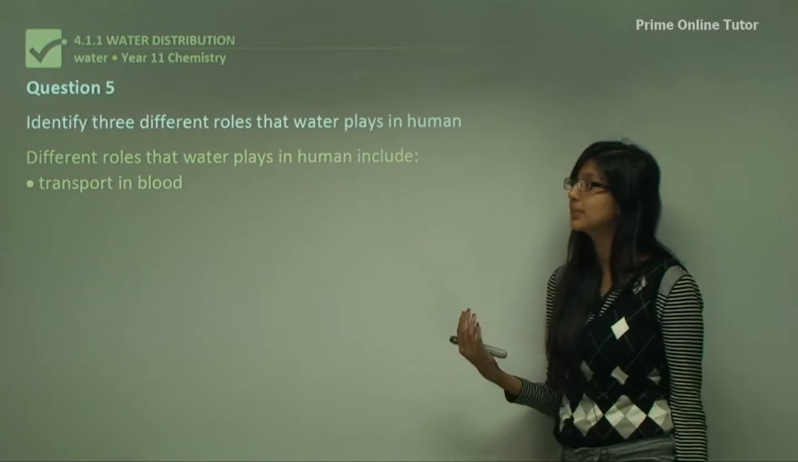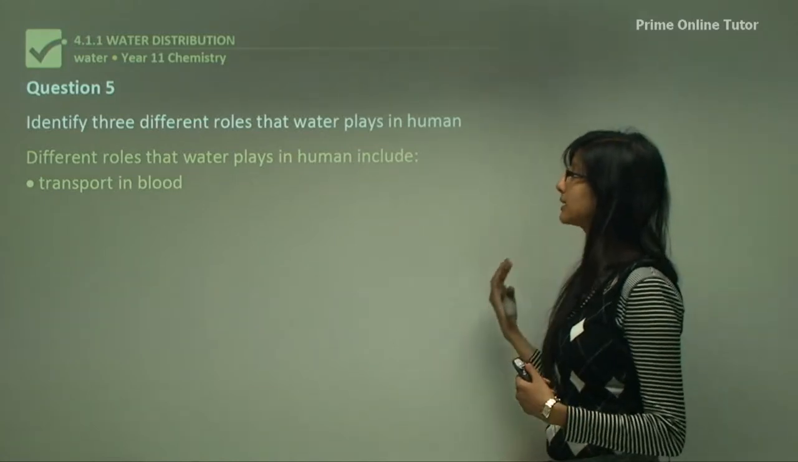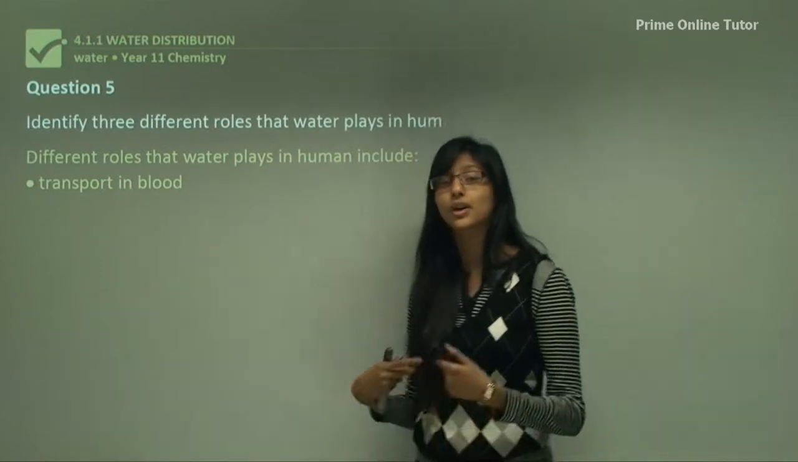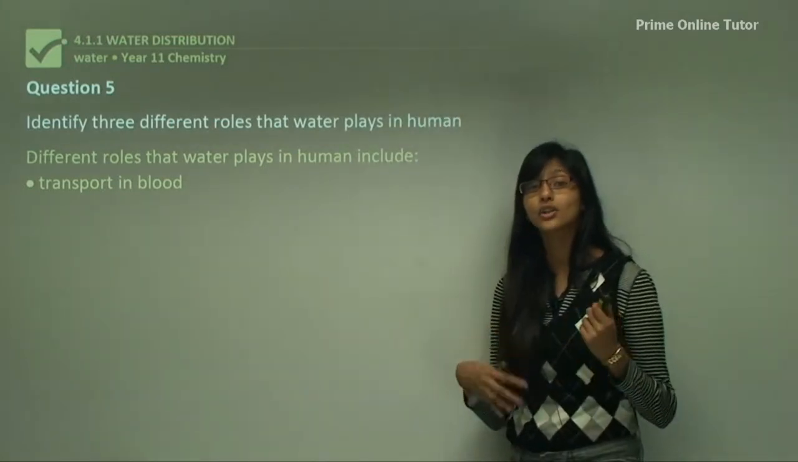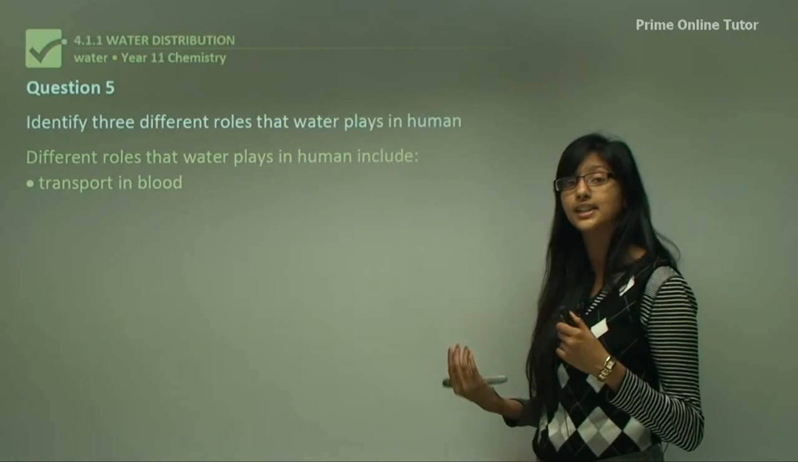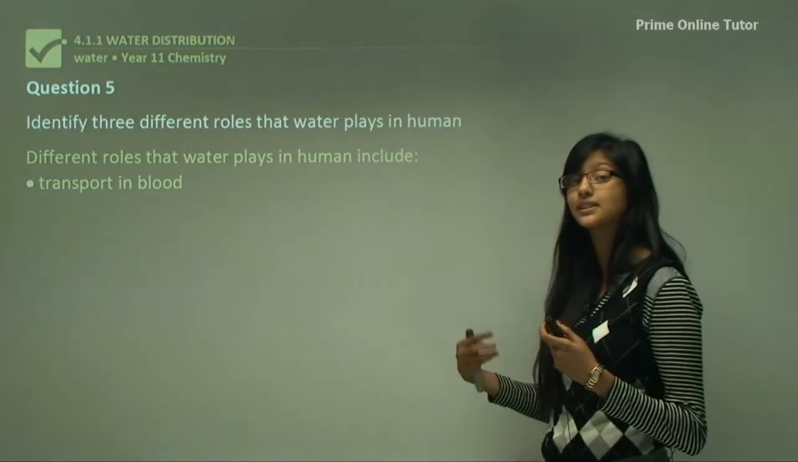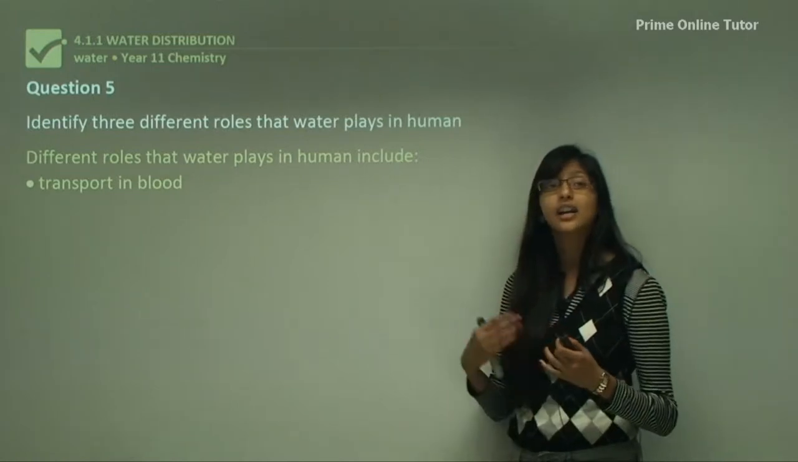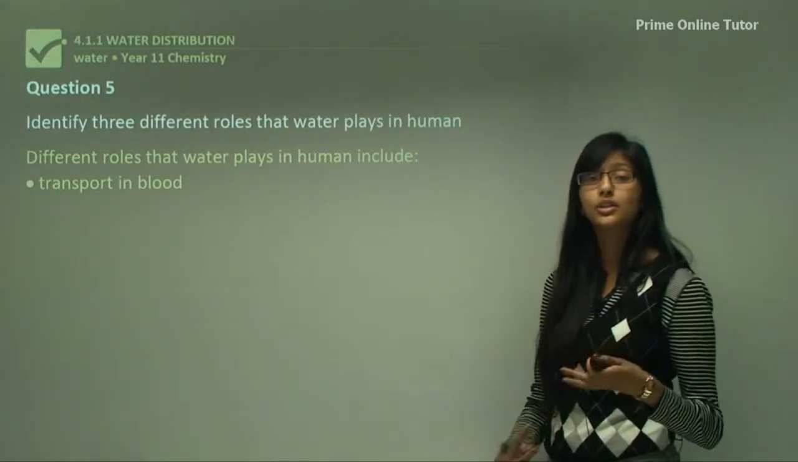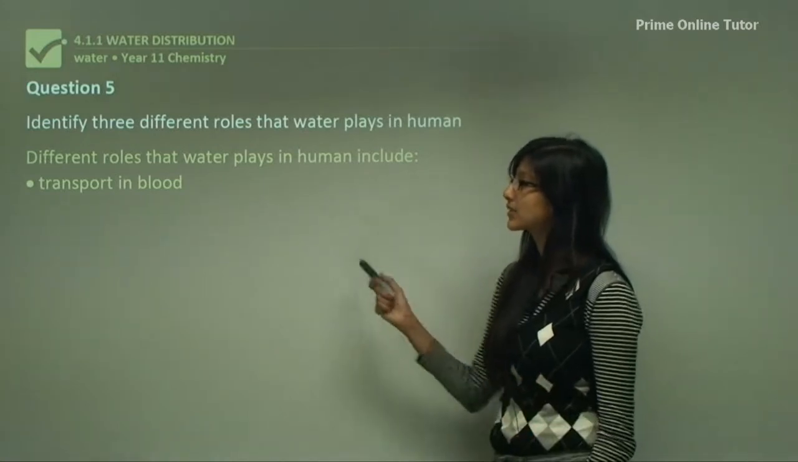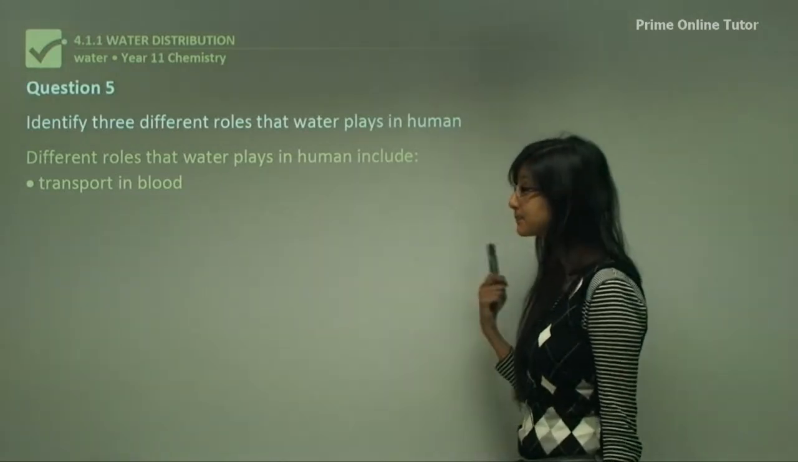First up, we know that water plays a major role as a transport system in our blood, because we have already looked at the fact that oxygen and carbon dioxide, for example, are dissolved in blood plasma, which consists of 90% water, and then they are carried to different parts of the body to be used or to be excreted. Hence, water acts as a transport system in blood.